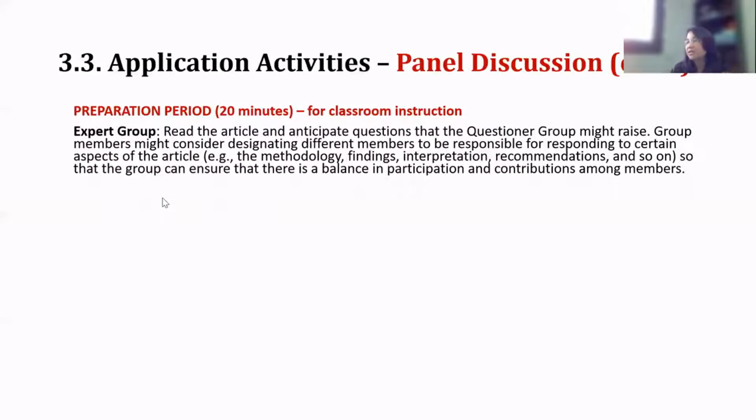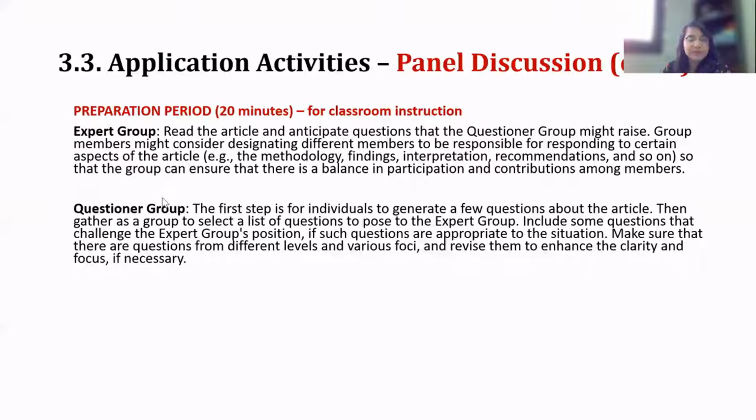So let's say the article has several subsections, for example, methodology, findings, interpretation, recommendation, conclusion, and so forth. You can ask the expert group to assign a certain subsection of the article to a certain member, so that the group can ensure that there is a balance in participation and contributions among members, so that everyone in the expert group is responsible for something, has a task to do.